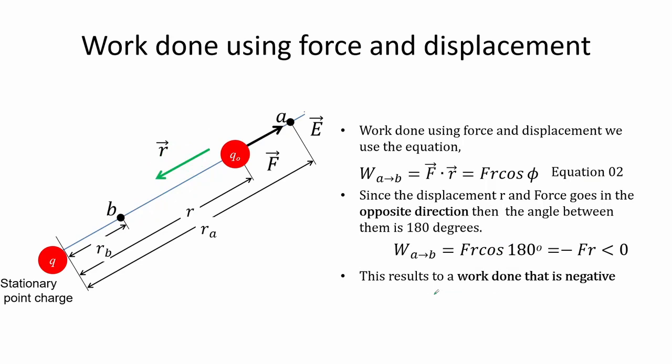For this case where the charge moves in the opposite direction to the electric force, using equation 2, we see that the displacement and force go in the opposite direction, thus the angle between them is 180 degrees. This will result in a negative value of work. So the work done in moving the test charge closer to a similar charge that is stationary is negative.